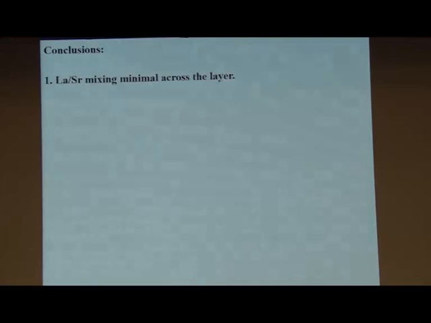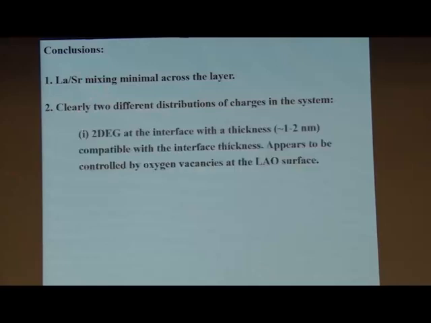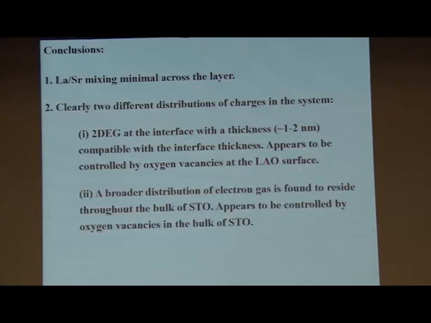I have already told you, lanthanum and strontium, the minimal mixing across. Clearly, there are two different distributions of charges in this system. And the two-dimensional electron gas does exist with a thickness of about a nanometer or 2 nanometers, not 10 nanometers. Those measurements were averaging over part of the bulk also. It's a couple of nanometers thick. And one distribution comes from the doping into the bulk of strontium titanate vacancy. The other comes from the vacancy on the top layer driven by the polar field that grows up. And the charge carriers are very weakly correlated, if at all.